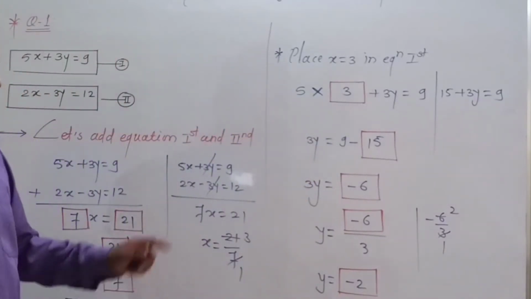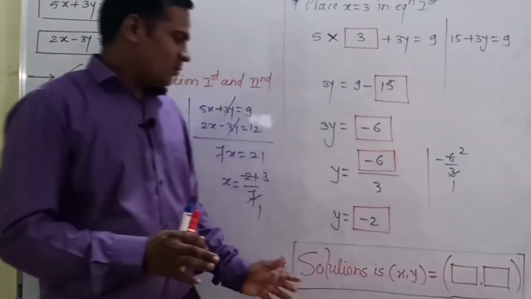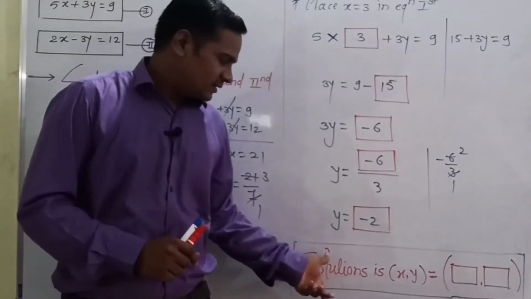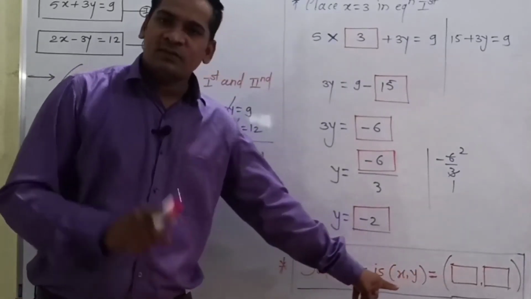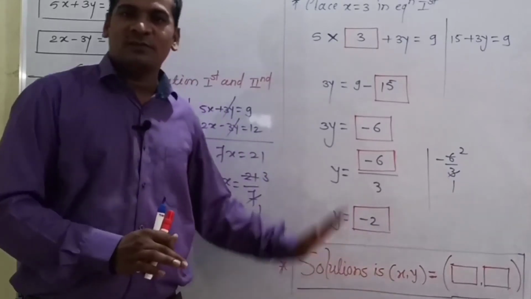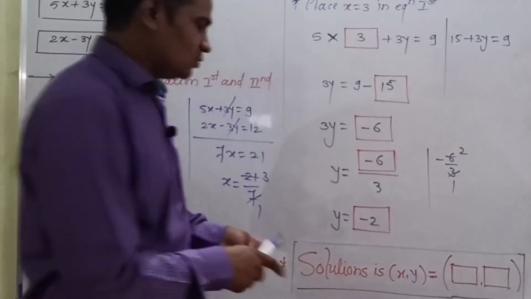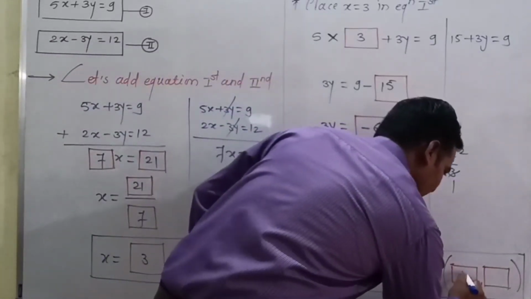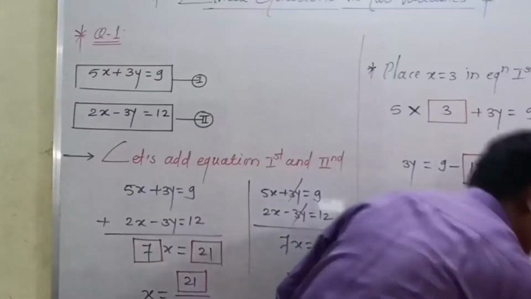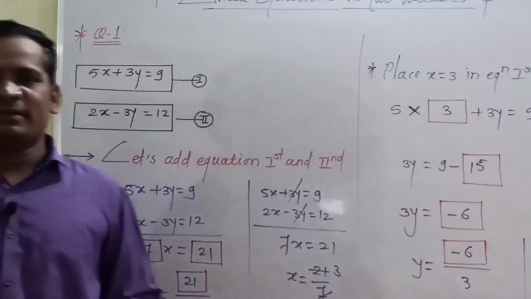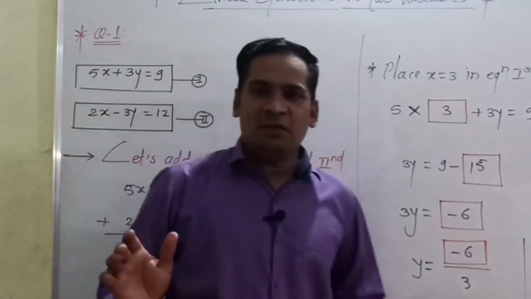In this way, we can easily solve the simultaneous equation by equating coefficient. Now mind well, we have to write the answer in this format. Solution is x and y. That means values of x and y. These are the solution of the given simultaneous equation. So what is the value of x? That is 3. So we will write that 3 over there. Okay, and minus 2. These are the solutions of the given simultaneous equation. How simple is this? So this is question number 1.